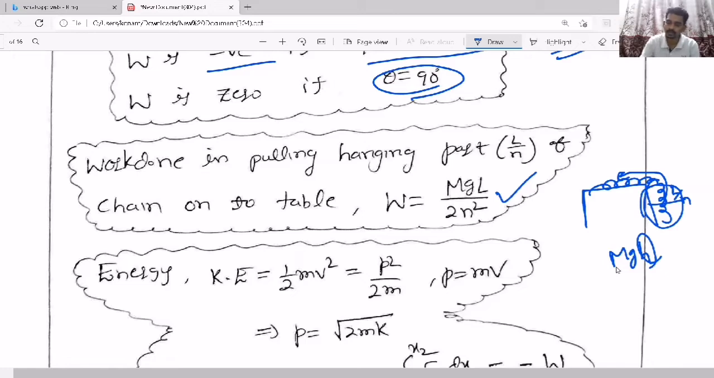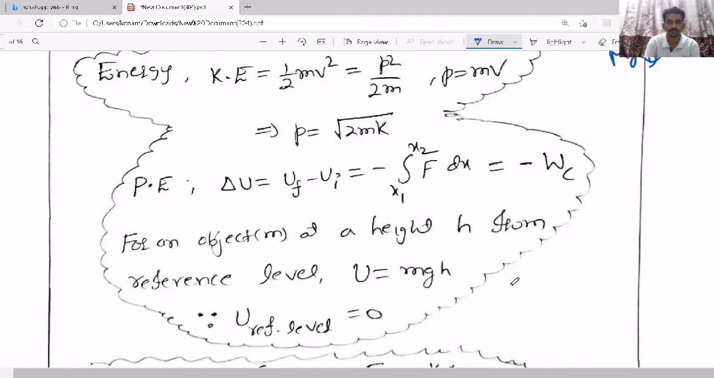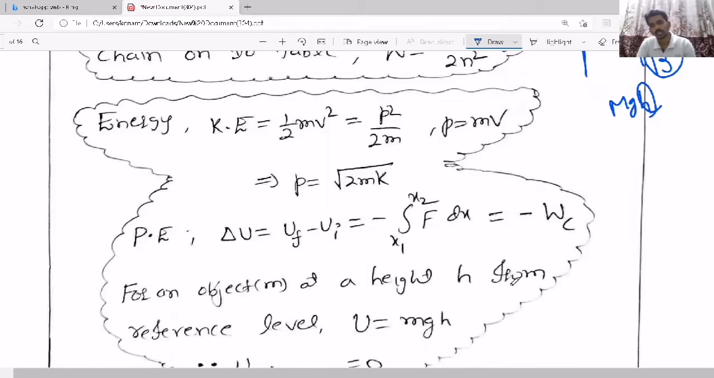So very important, very well known one. Many times they ask questions based on this. So that is work done. When you go to the next thing, that is energy, there are two types of energies in this chapter. One is kinetic energy and another one is potential energy. Here the first energy is kinetic energy and the second one is potential energy.